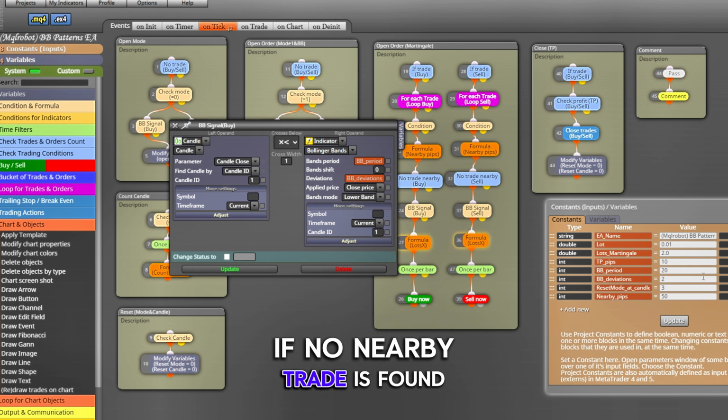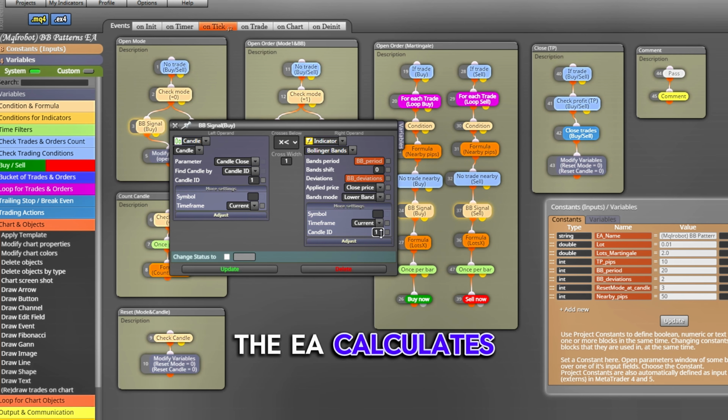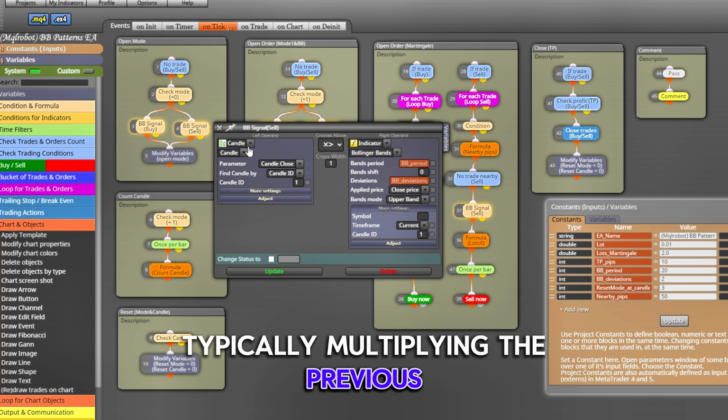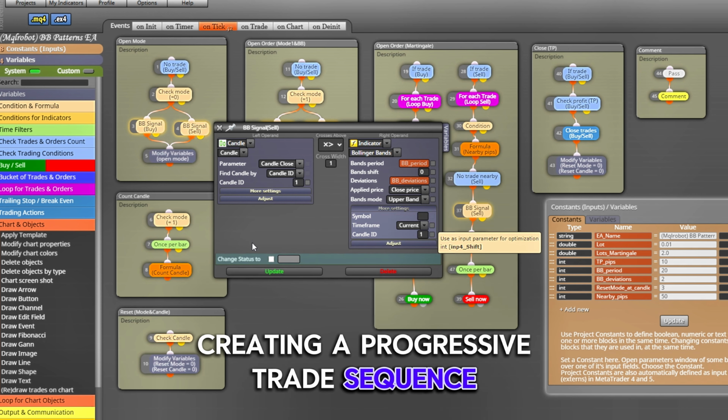If no nearby trade is found and a valid BB signal appears, again the EA calculates the next trade lot using a formula, typically multiplying the previous lot by a custom factor. Then it places the next trade accordingly, creating a progressive trade sequence.